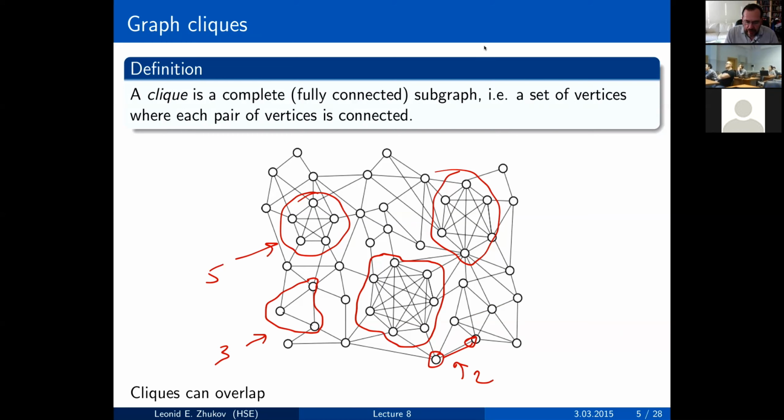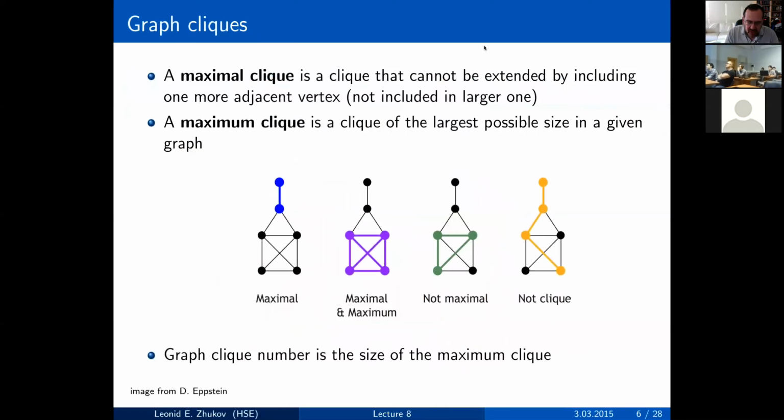So the question is, just the definition of clique is not enough to find what we're looking for, because we are interested in things like this. And say this one, though it is a clique, for us it's not a big deal because, well, 3 nodes, but if you take the neighboring nodes, they do not belong to the clique. Well, the formal definition here is the following. A maximal clique is a clique that cannot be extended by including an adjacent vertex. So it is not part of a larger clique.